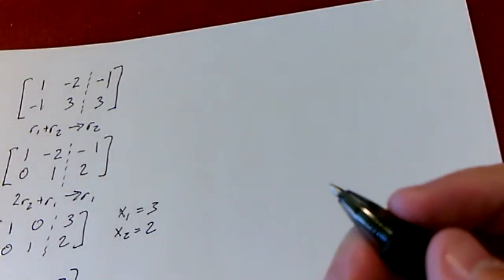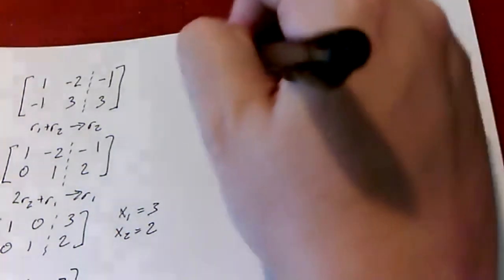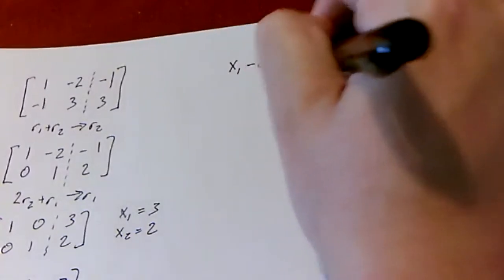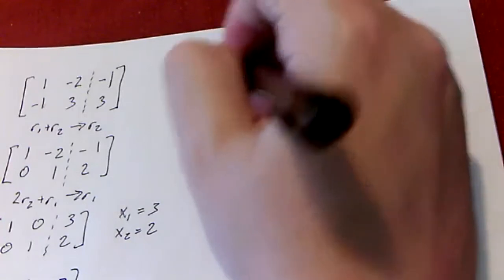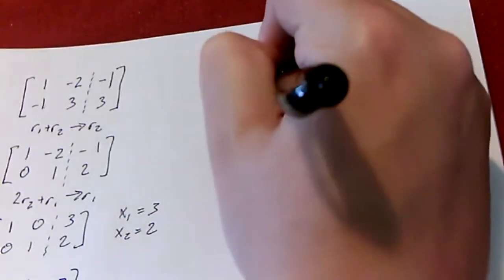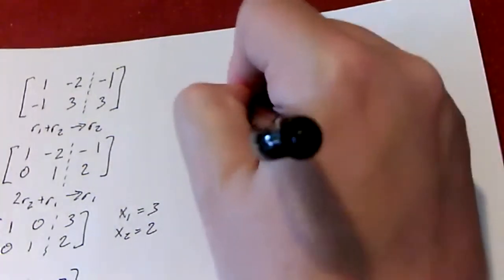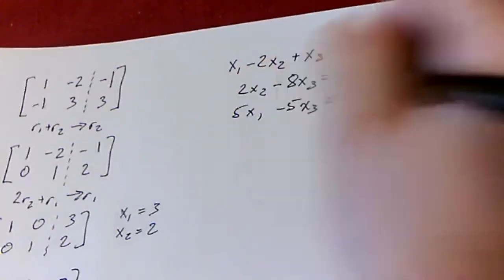We're going to define some precise terms as far as what operations we're doing and things like that. So let's write down a couple more systems, make sure we get the hang of some notation here. So next system, I've got x1 minus 2x2 plus x3 is equal to 0. Next one, I have 2x2 minus 8x3 equal to 8. And then I have 5x1 minus 5x3 is equal to 10.